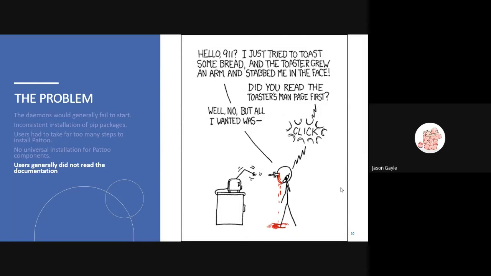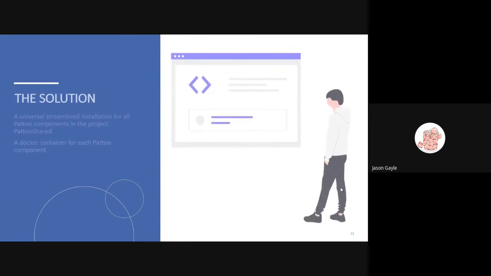So to solve this, I had mainly done two things over the period of the Calico Challenge. One, the main focus of my Calico period was creating a universal installation for Pattoo in Pattoo Shared that could install all Pattoo components flawlessly. And this had been done by using a virtual environment and a decent amount of bash scripting to ensure that users could just install Pattoo with one command and that's it, it would run perfectly.